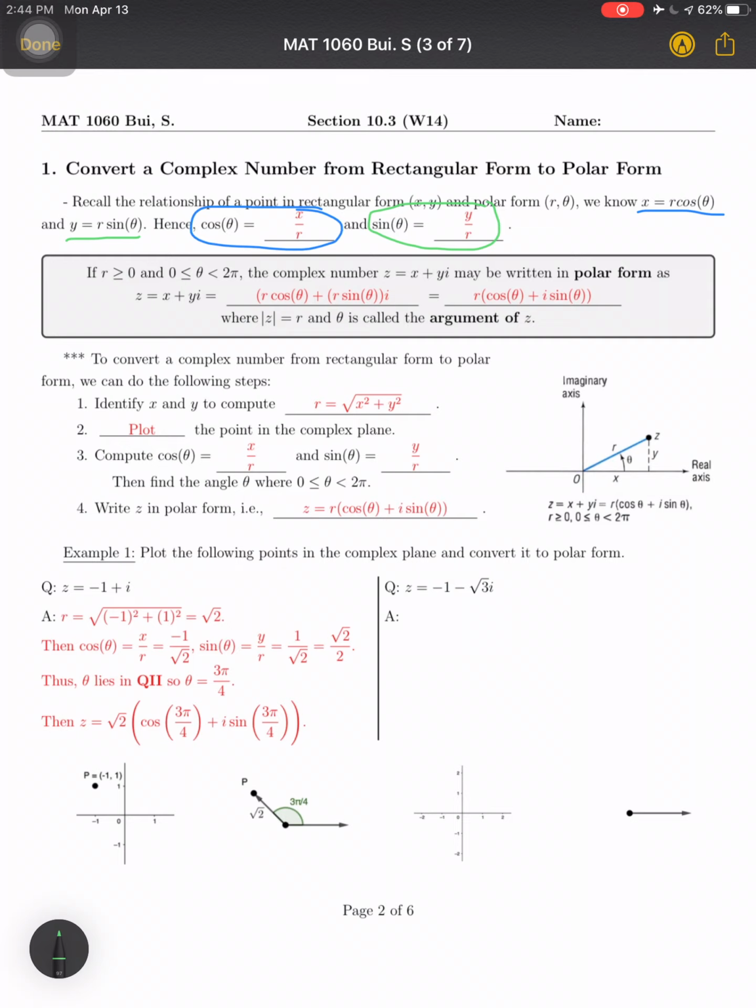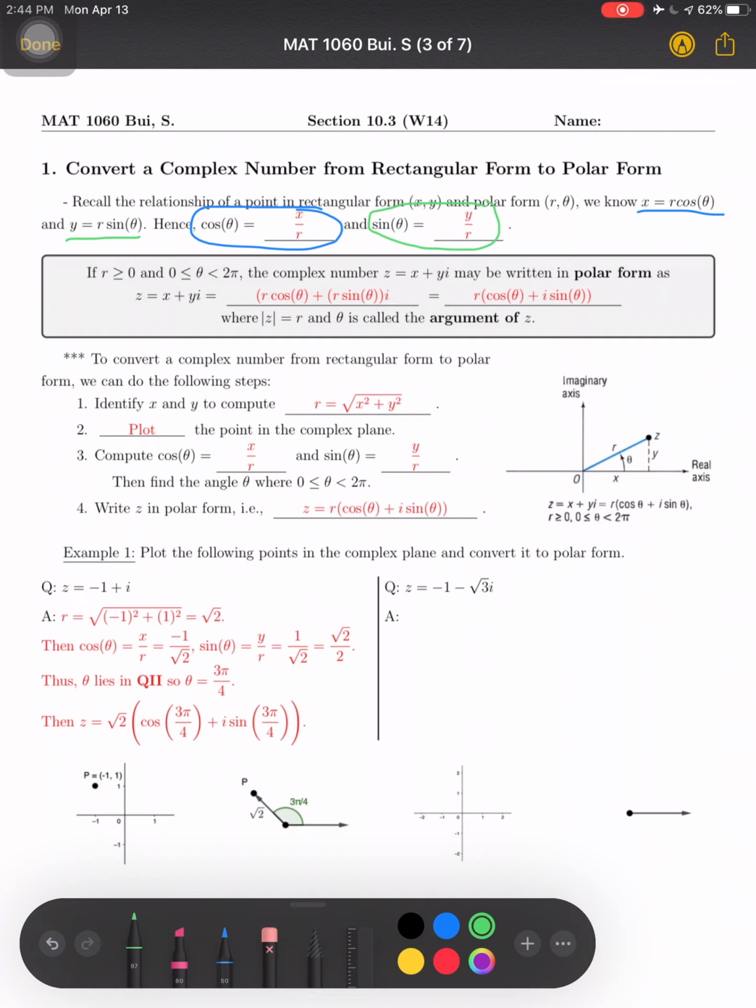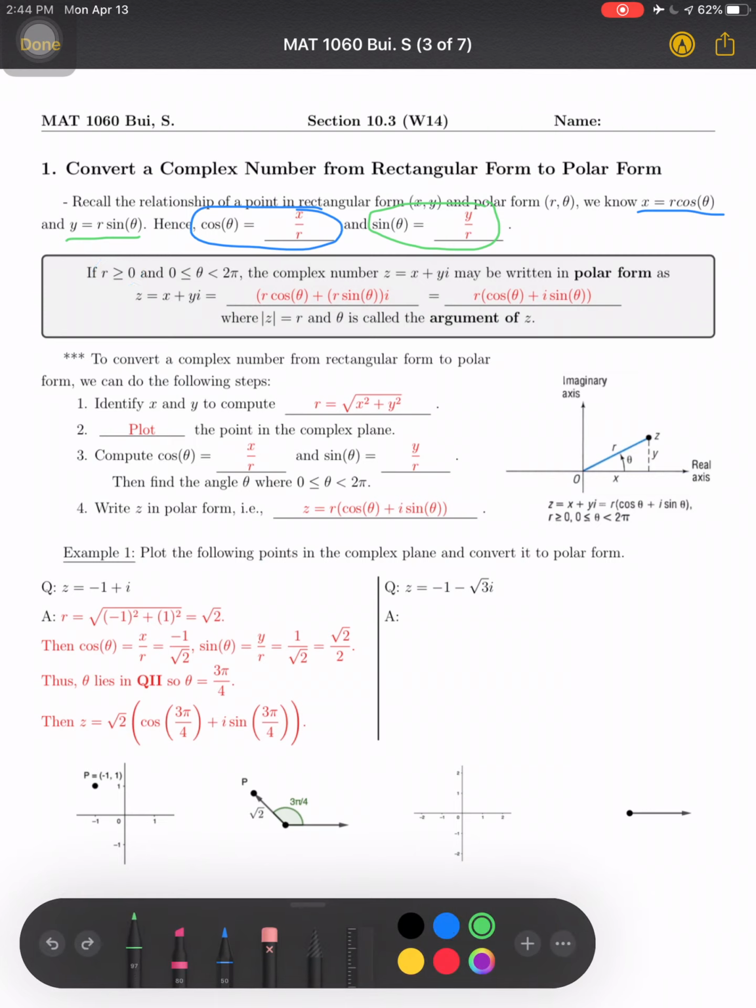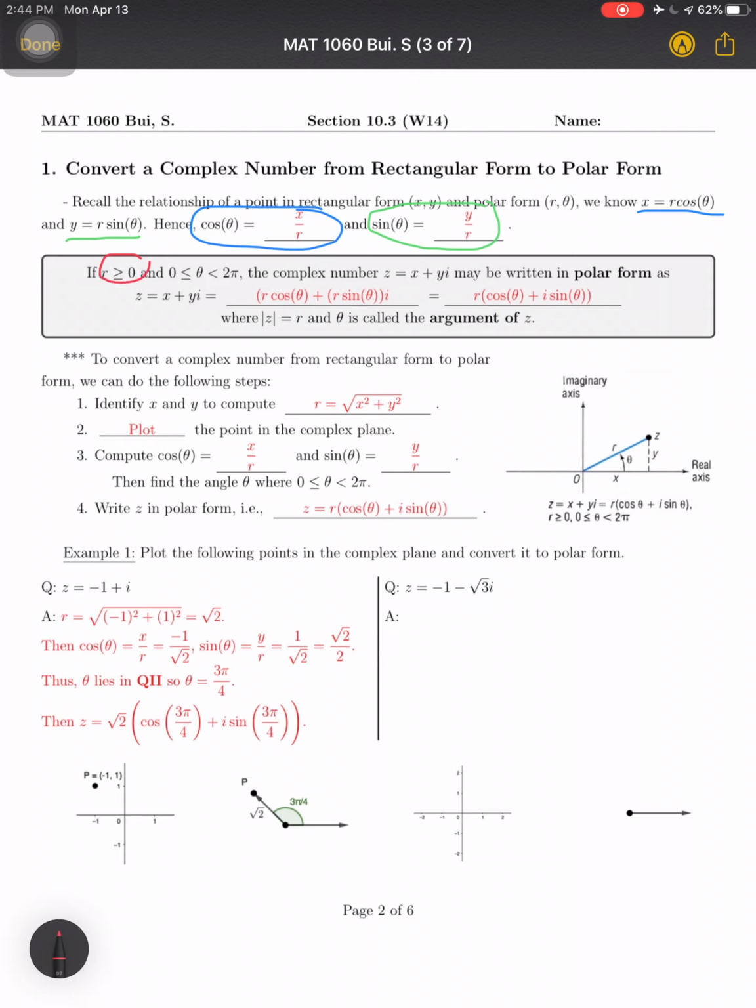Okay? So r in here has to be strictly positive because this is the radius. It has to be positive, at least 0, but it cannot be negative, okay? And the angle in here has to be within 360, so we cannot have something like 400 degrees or 3 pi or something like that, okay?